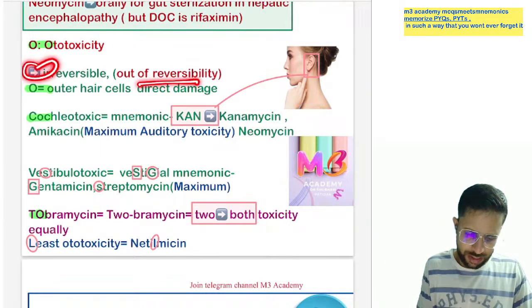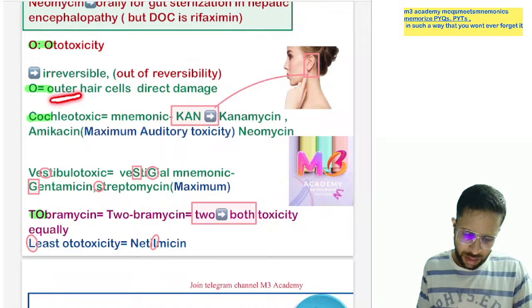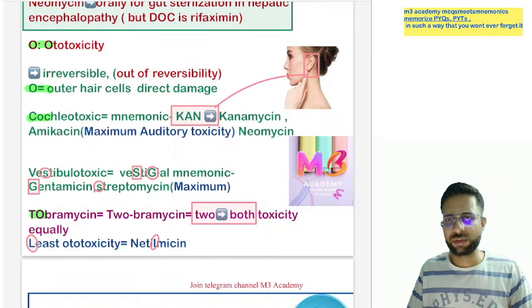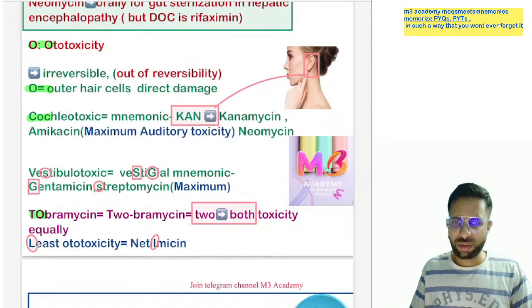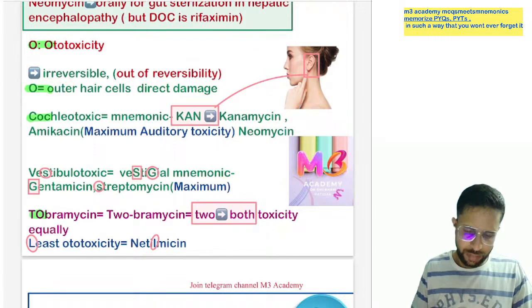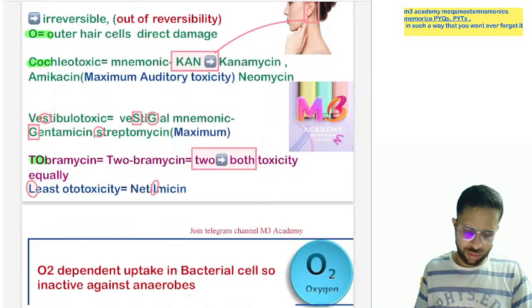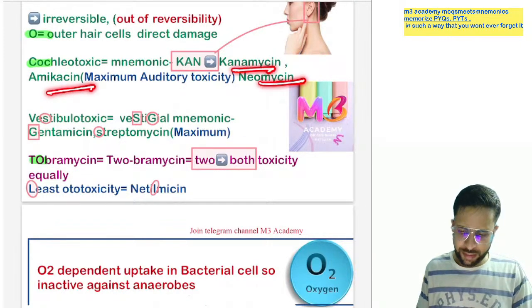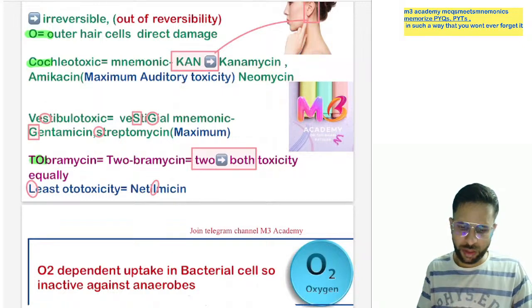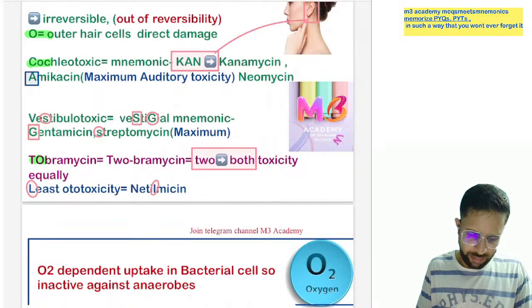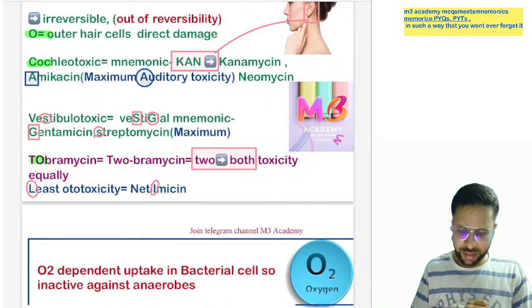So this is irreversible, and it affects the outer hair cell, and this question was also asked in INI-CET. This ototoxicity affects O4, so you can mark the option outer hair cell direct damage. Yes. So there are two types, cochleotoxic and vestibulotoxic. Cochleo means "can". Can means kanamycin, amikacin and neomycin. So for maximum auditory toxicity, you can say A for maximum auditory, A for amikacin.